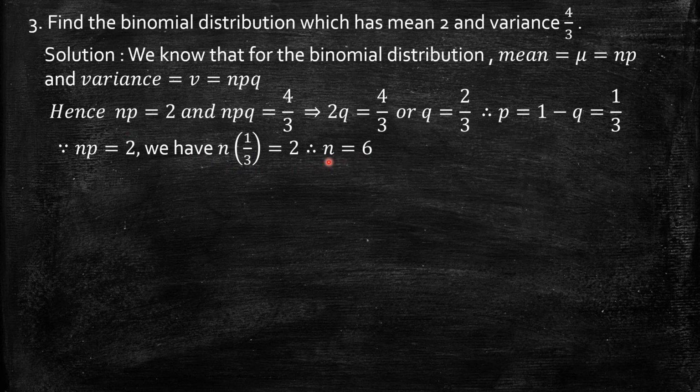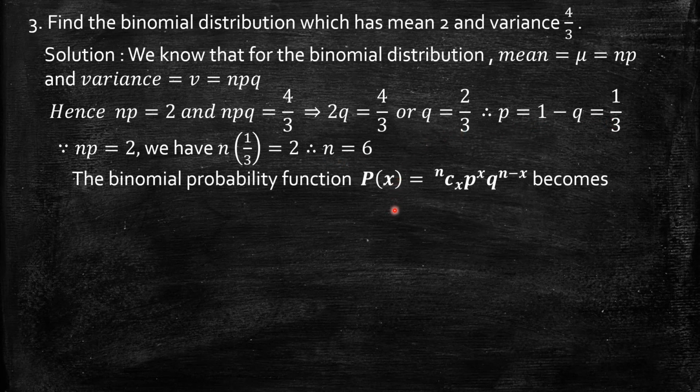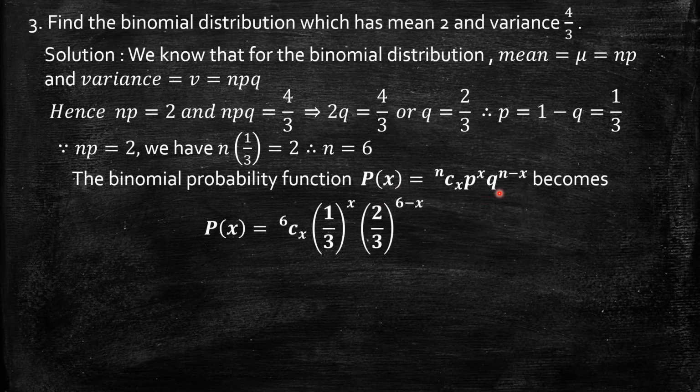So after getting the total number of trials n with the probability of success p as 1 by 3 and q as 2 by 3, we can take the binomial probability function P of x, that is nCx p power x q power n minus x, which becomes now P of x equal to 6Cx (1 by 3) power x (2 by 3) power 6 minus x.